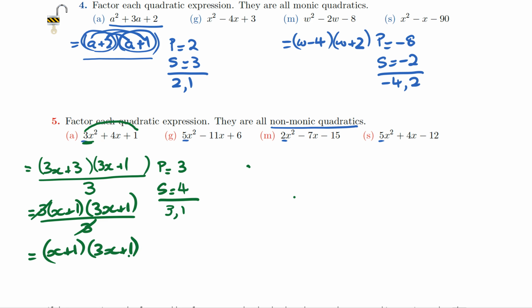The order of them, again, is unimportant, but it means that 3x squared plus 4x plus 1 is equal to the product of these two. So these are the factors.